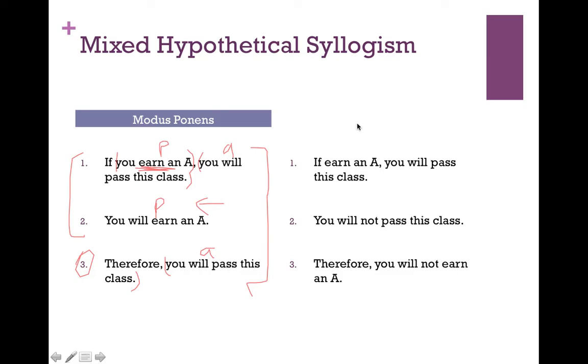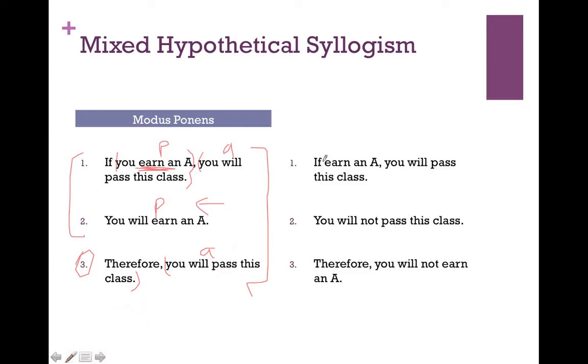Well, that seems true. And if I said you will not pass this class, well, if you're not passing this class, that means you are not going to earn an A. And some of you might be thinking, well, you could have had an A but then failed on attendance. But even if that's true, you're still not getting an A. So even if you got a 100 on everything but you fail on attendance, right? It's still the case that you are not earning an A in that class, or at least I should say it's not going on your report card. So this is an example of a valid form of mixed hypothetical syllogism.